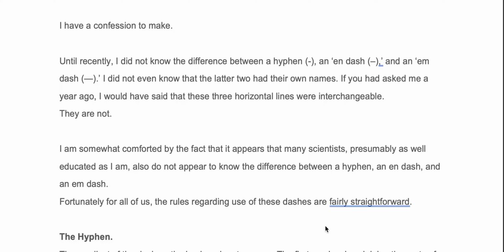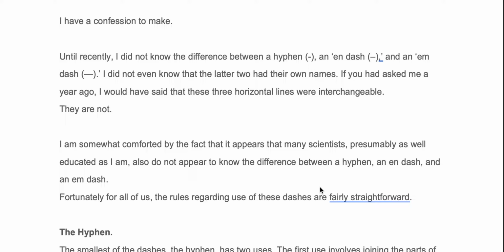I have a confession to make. Until recently, I didn't know the difference between a hyphen, which is this, an en dash, which is this, and an em dash, which is this. I did not even know that the latter two had their own names. If you had asked me a year ago, I would have said that these three horizontal lines are interchangeable. They are not.